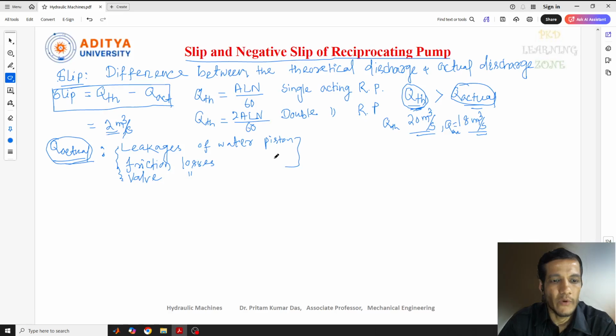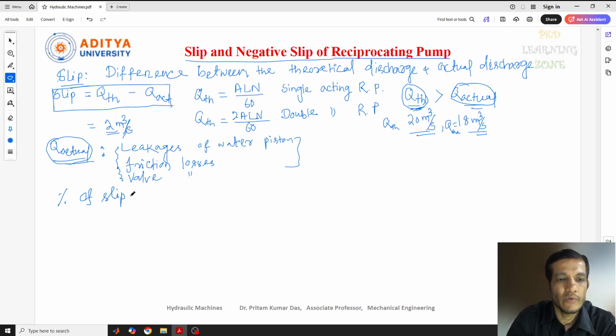So this is one point, but this is slip. The thing is, how is the slip determined, in which term is it expressed? The slip is expressed as a percentage. So the slip is expressed in the percentage of slip. And how can we calculate the percentage of slip? This is very simple.